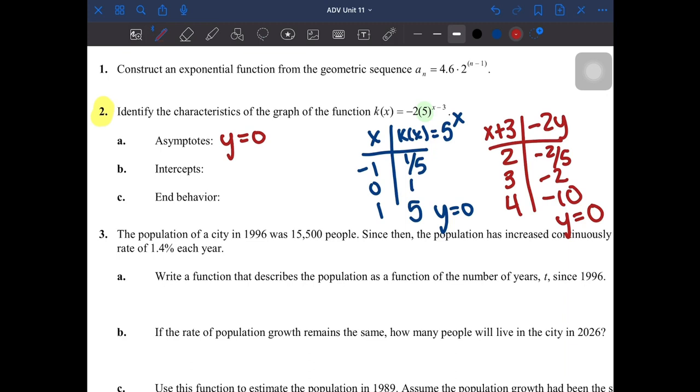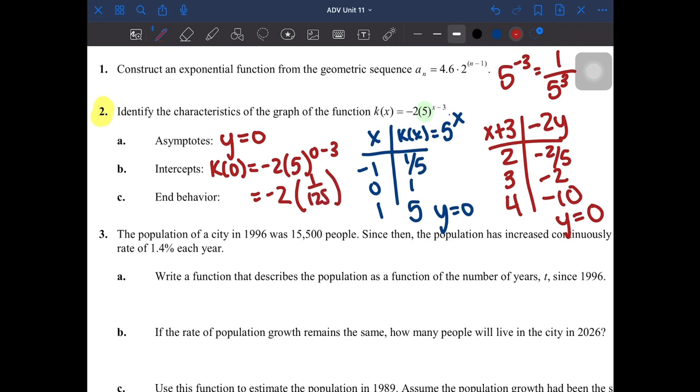And then I need to go ahead and find my intercepts. The best way to find this intercept is to plug in 0 for x, okay? So I'm going to do k of 0 is equal to, using this function right here, negative 2 times 5 to the 0 minus 3, okay? And this becomes negative 2 times 5 to the negative third, okay? 5 to the negative third is the same as 1 over 5 to the third, that's with our exponent rules. So this becomes times 1 over 125.